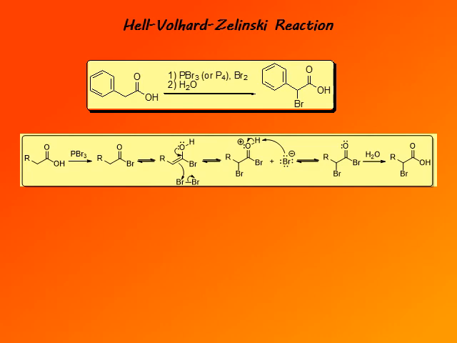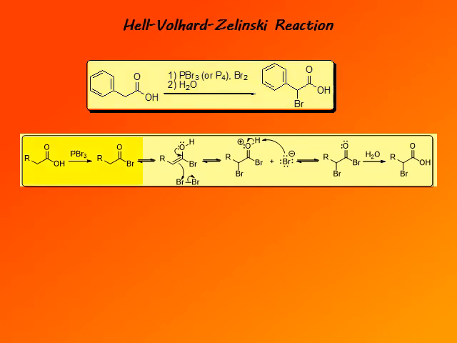Finally, another application of this alpha substitution is in preparation of alpha halo acids. So carboxylic acids substituted in alpha position by halogen, chlorine, bromine, or iodine, usually bromine, and that's called Hell-Volhard-Zelinsky reaction. That reaction involves 2 steps. First step is reaction with phosphorus tribromide, or phosphorus tribromide is prepared in situ, that means in the reaction mixture, by mixing red phosphorus and liquid bromine in the appropriate stoichiometric amount. And then in the second step, we carry out hydrolysis with water. The resulting product is alpha bromo carboxylic acid.